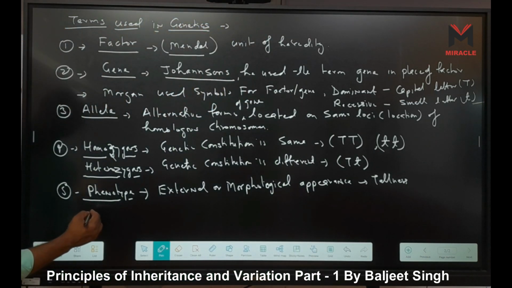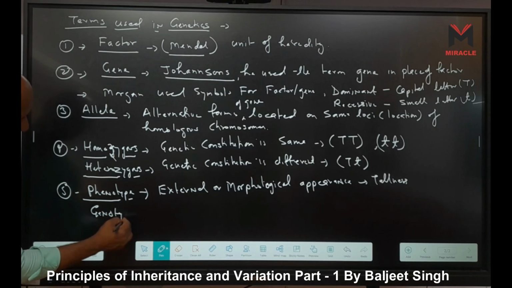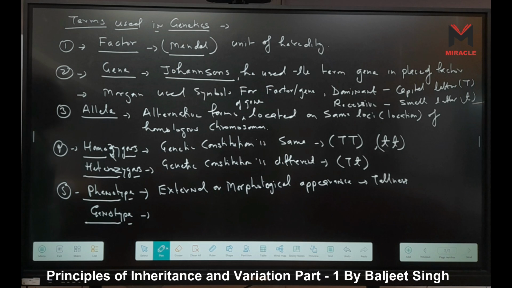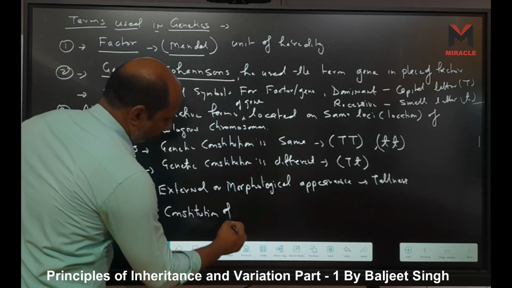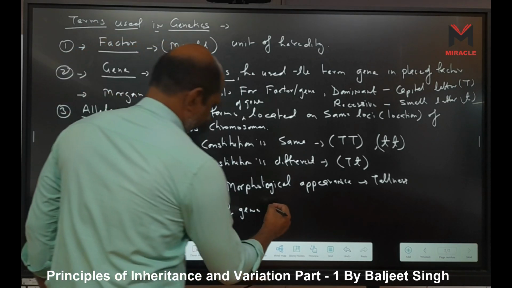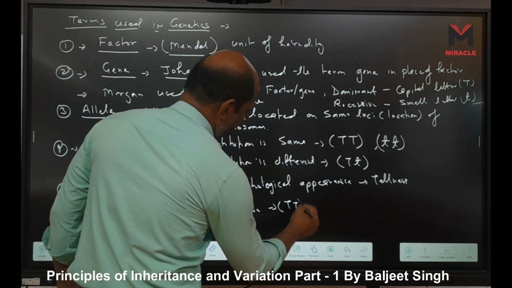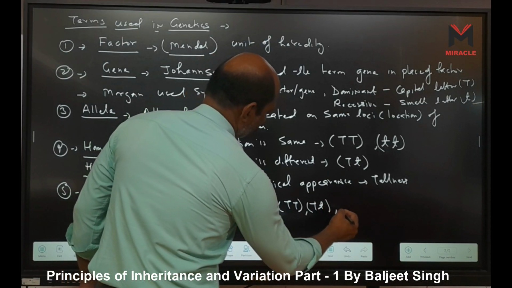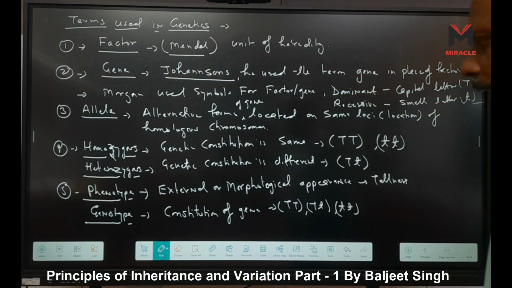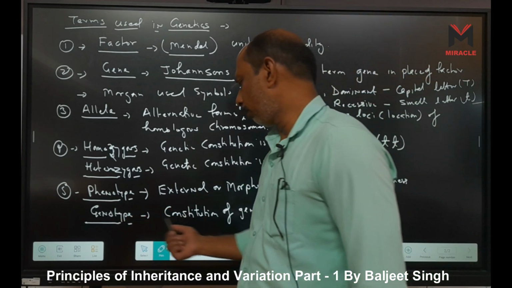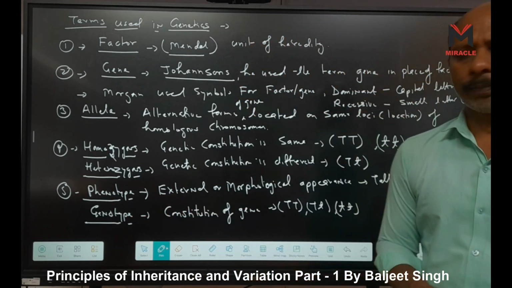And genotype means what? Genotype is the constitution of genes, right? As for example, here capital T, capital T, or capital T, small t, or small t, that one is called genotype. Which type of genes are present? Alternative genes are present or the same, identical genes are present. So this is the constitution. Genotype means constitution of genes. Phenotype means external appearance, how they look. Okay.